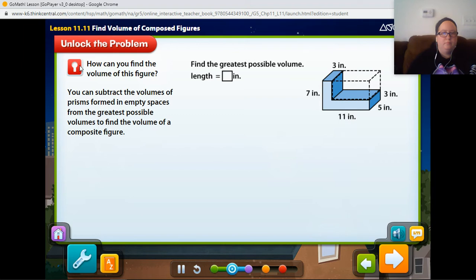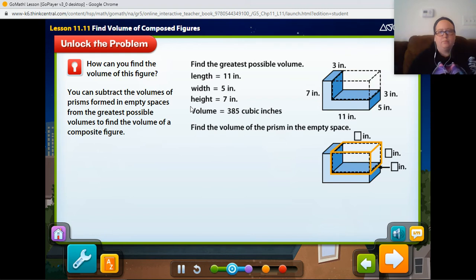What's the greatest length? It's 11 inches. What's the greatest width? It's 5 inches. What's the greatest height? It's 7 inches. Multiply the values to find the greatest possible volume. The greatest possible volume is 385 cubic inches. Now you need to find the volume of the prism in the empty space.